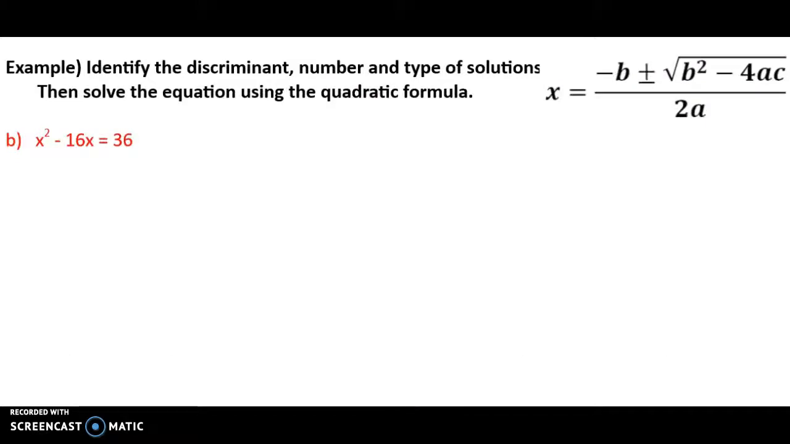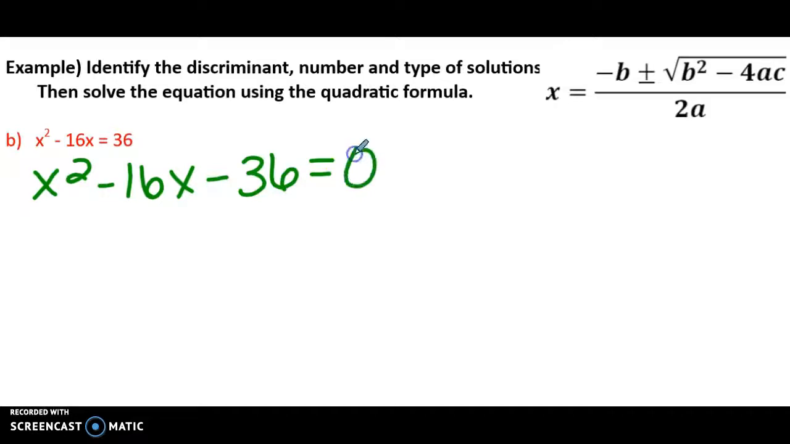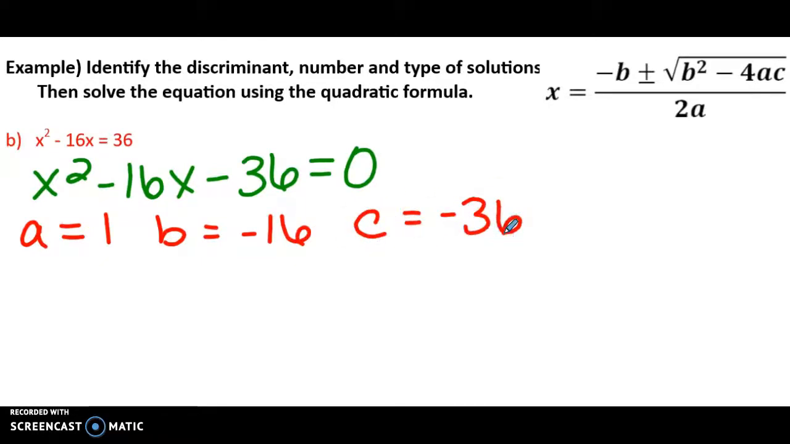Okay, let's go ahead and try letter B. In this example, not everything is on the same side, so we're actually going to have to move the 36 to the other side. So we would get x squared minus 16x, subtract 36 from both sides, and we get minus 36 equals 0. So then we would identify our a as 1, our b as negative 16, and our c as negative 36. Then we'll go ahead and plug those values into the quadratic formula where they belong.